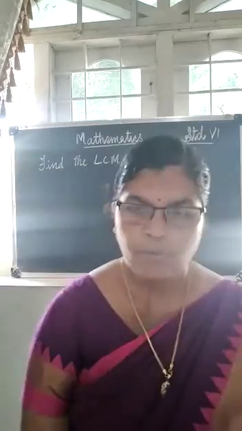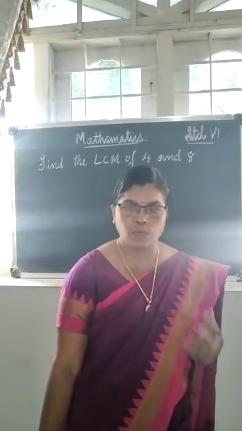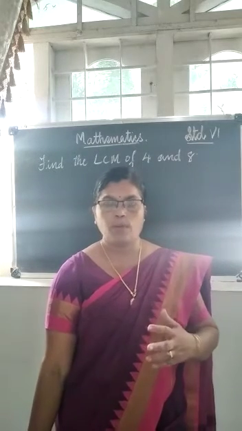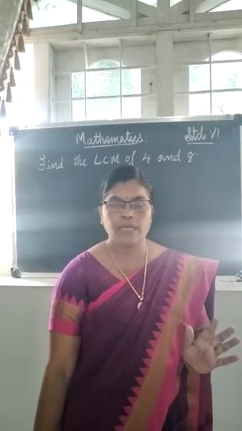First, what we have to do? We have to write the multiples of 4, then write the multiples of 8. Then take the common multiples of 4 and 8. Then from the common multiples, take the smallest common multiple. Then we get the LCM.